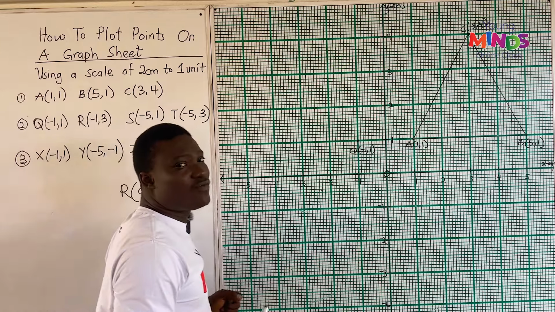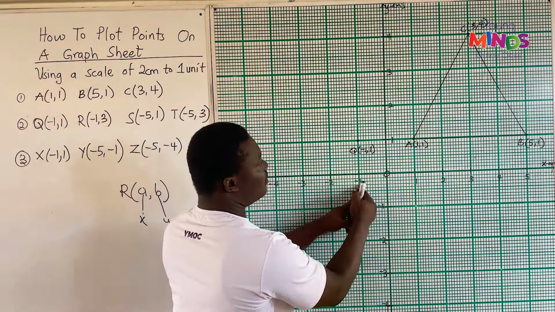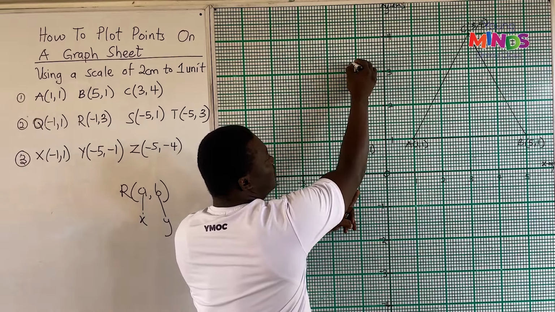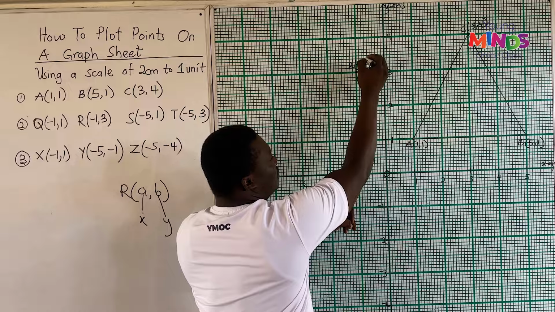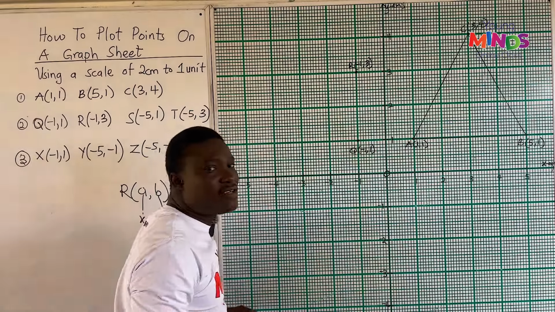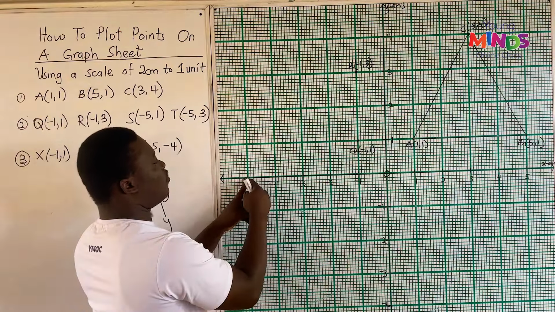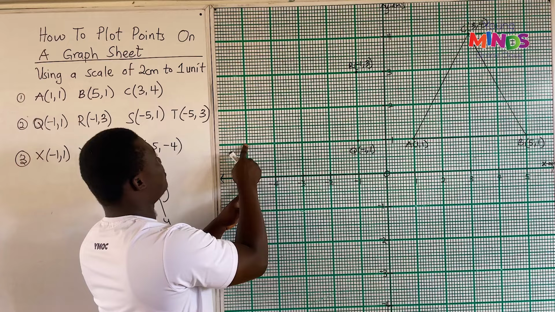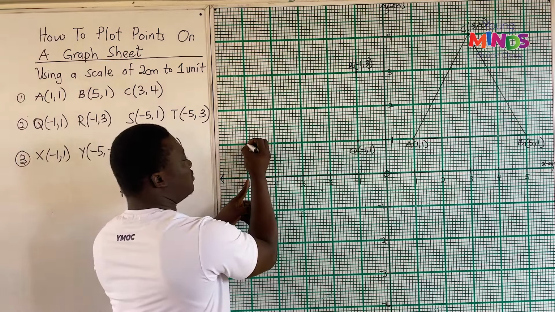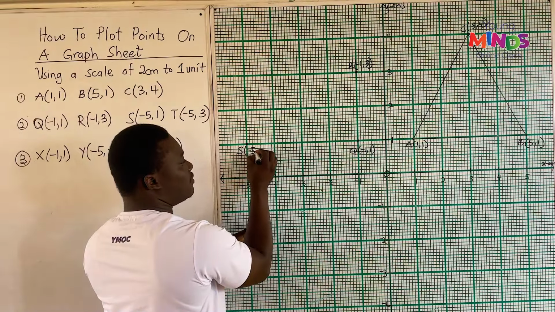Point R(-1, 3). So negative 1 on the x-axis, 3 on the y-axis. So we put a point here, then we label it R(-1, 3). Point S(-5, 1). Negative 5 on the x-axis, 1 on the y-axis. And then you get the point here. So you plot it, point S(-5, 1).